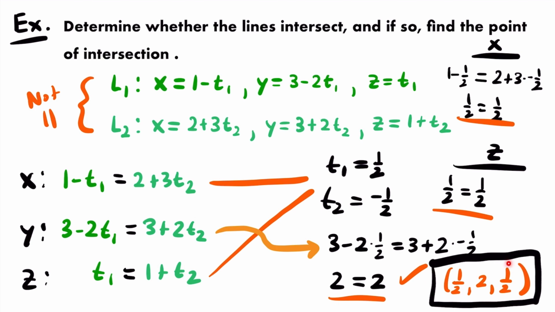Okay, and so that's how you find the point of intersection between two lines. But now how do we find the angle of intersection between two lines?